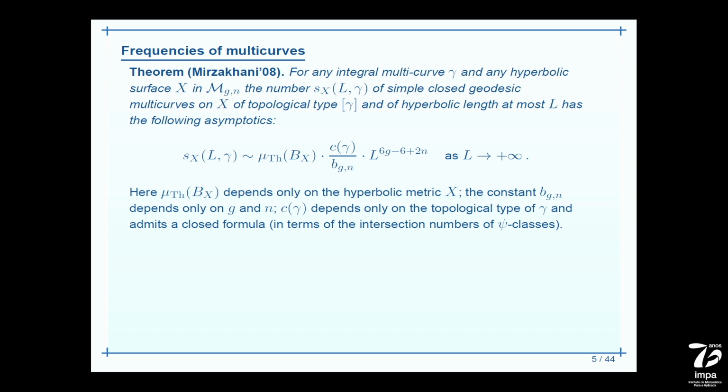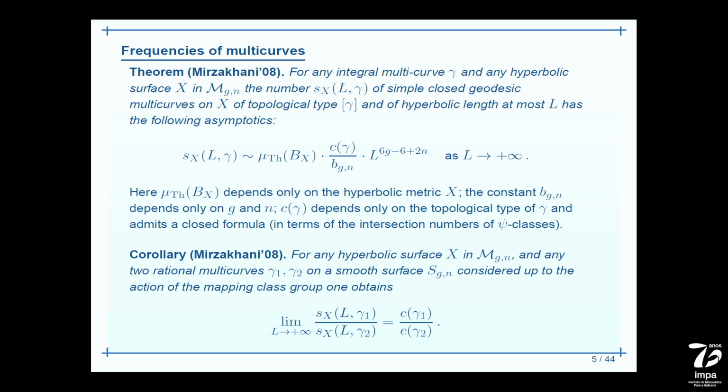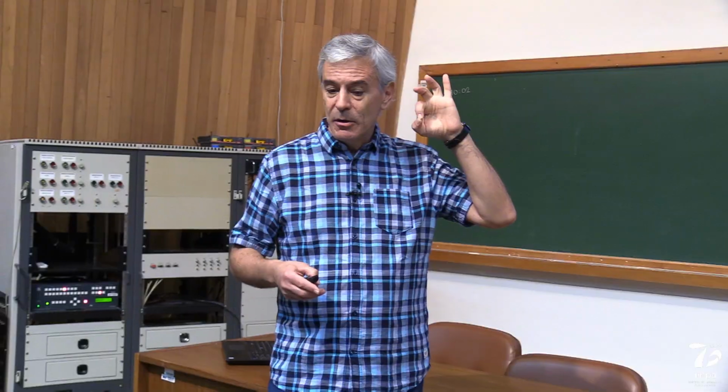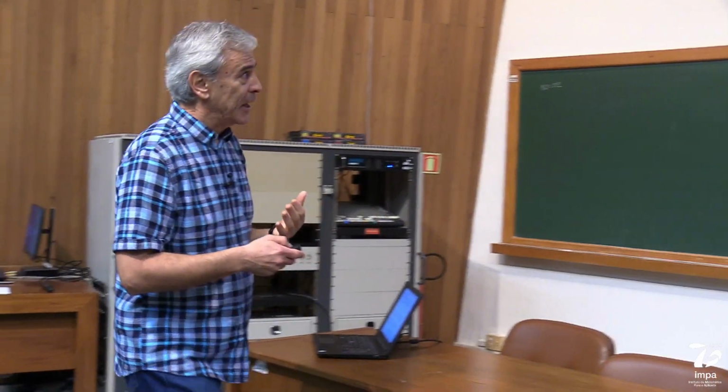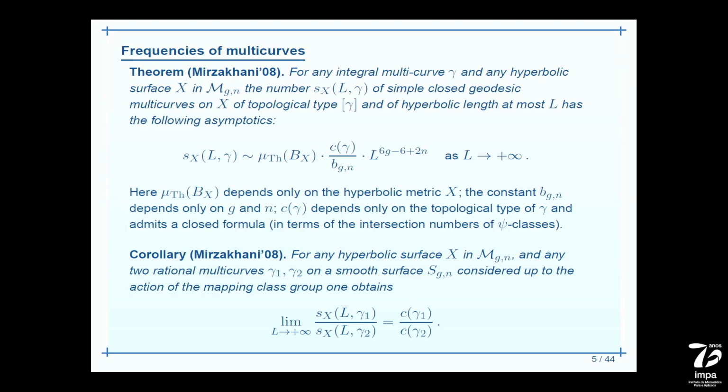So the corollary of this theorem is the following. Take two multi-curves of different topological types. For example, take just simple closed curves, separating and non-separating. Then count how many separating simple closed geodesics in hyperbolic metric X of length at most L you can find, and how many non-separating, and divide one over the other. Because of the structure of this coefficient, the hyperbolic metric disappeared in the answer. The claim is that this ratio does not depend on the hyperbolic metric.